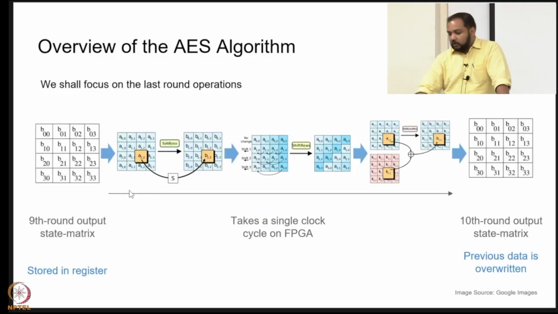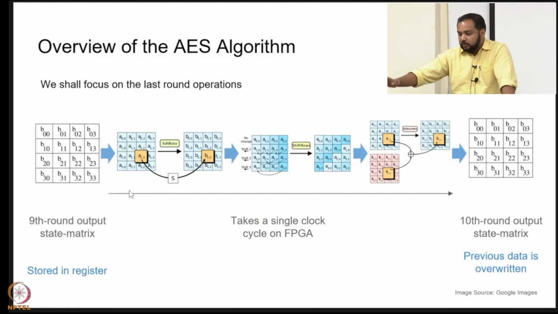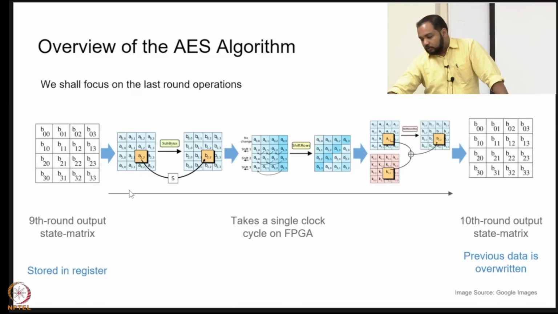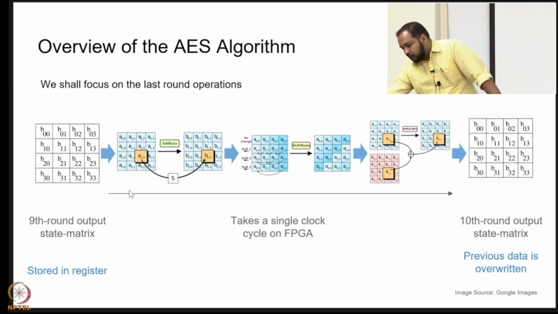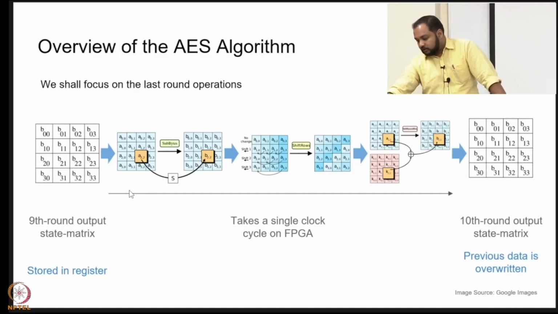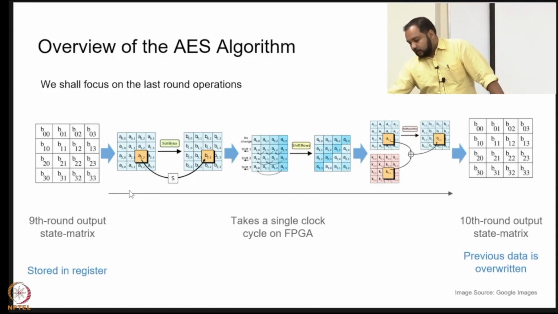Now if we look at a single cycle of this AES algorithm, from the 9th round output to the 10th round output, the 10th round output is the ciphertext, obviously. It goes through all these steps: from the 9th round output, there is the sub byte operation, then the shift row operation, and then the add round key operation. This whole thing takes a single clock cycle on an FPGA. We are referring to a normal FPGA implementation here, so overall this takes a single clock cycle.